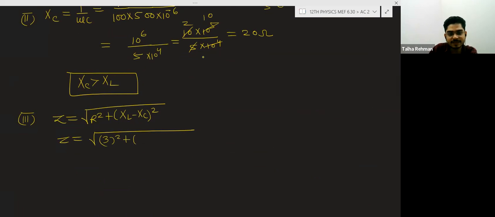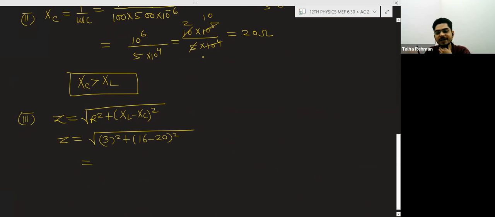What is XL minus XC square? XL is 16, XC is 20 square. So it will be 3 square means 9, 16 minus 20 is minus 4, square is 16. 16 plus 9, 25, root of 25 you will get 5 ohm. So Z is equal to 5 ohm you will get.